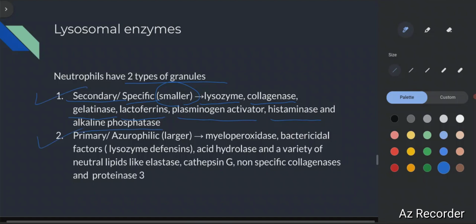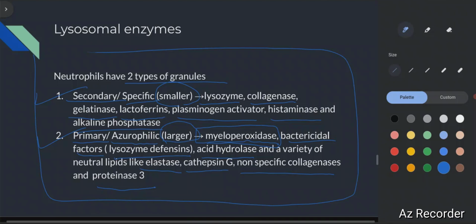Then the other type of granules are primary, which are also known as azurophilic granules, and these are larger granules. In these granules you have myeloperoxidase enzyme. You will get to know the function of this enzyme in a while. Then you have bactericidal factors like lysozyme, defensins, you have acid hydrolase, and a variety of neutral proteases like elastase, cathepsin G, non-specific collagenases, and proteinase 3. So these are all the enzymes that neutrophil uses to kill the antigen.